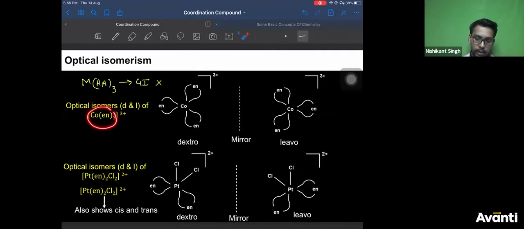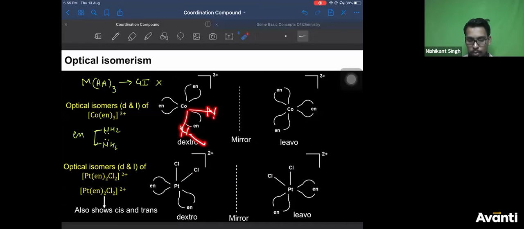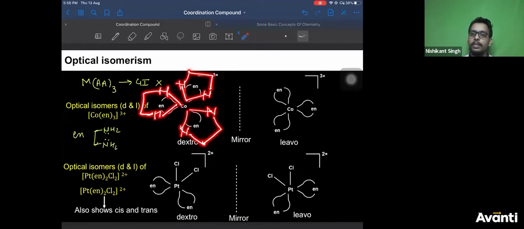Example is [Co(en)3]3+. If I draw this, you should know what en is. en is CH2, CH2, NH2, NH2. Lone pair, lone pair. This is your en. So if you take this and draw CH2, CH2, NH2, this is your one ligand, CH2. This is N. This is N. CH2, CH2. This is one bridge. N, N, CH2, CH2. Another bridge. N, N. CH2, CH2. Third bridge. There are three bridges basically.